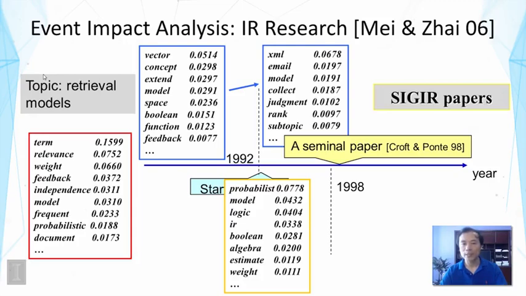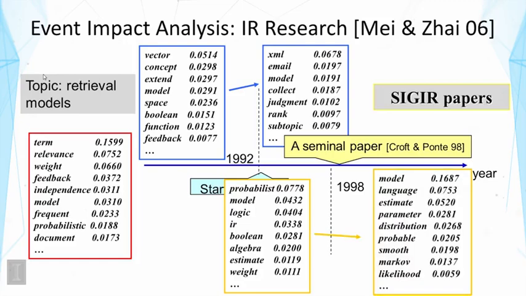Before, we have those classical probabilistic models, logic model, Boolean model, etc. But after 1998, we see clear dominance of the language model as probabilistic models. And we see words like language model, estimation of parameters, etc. So this technique can use events as context to understand the impact of an event. Again, the technique is general, so you can use this to analyze the impact of any event.